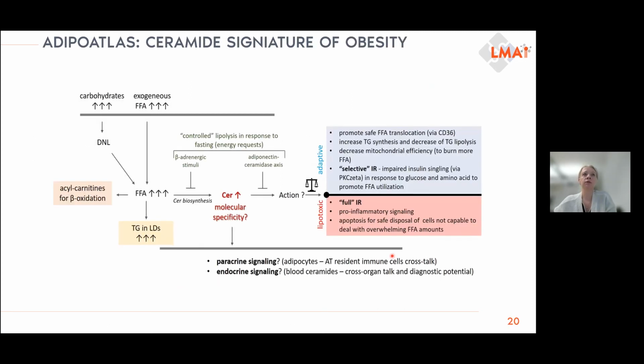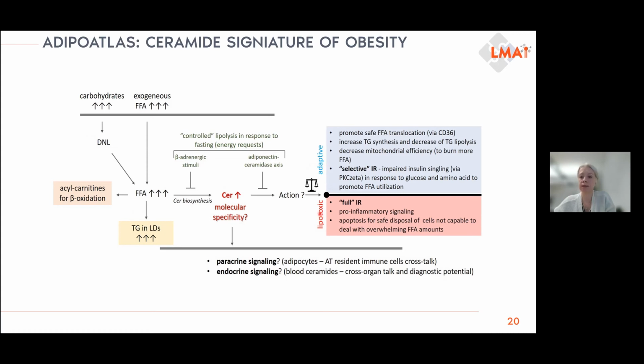So again, with all the data which we have now, we became definitely closer to understanding, or at least formulating some hypotheses about what can happen in all this ceramide accumulation line. With accumulation of free fatty acids, they either go to beta oxidation or accumulate in lipid droplets, but at a certain moment it might be just much too much. So the ceramide synthesis increases, and we have accumulation of ceramides, which leads to different actions. So there are definitely some adaptive responses and some lipotoxic responses.